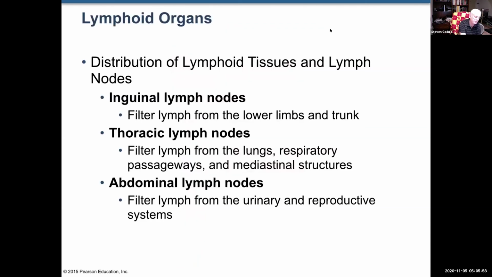So your inguinal lymph nodes filter lymph from your lower limbs and your trunk. Thoracic lymph nodes filter lymph from the lungs, respiratory passageways, and the mediastinal structures. Remember, mediastinal refers to the space between the apex of the right and left lungs. You have your heart down here in the pericardial cavity, and your lungs on both sides. As the apex of the lungs peaks up, right between the right and left, that's your mediastinal cavity, your mediastinal area. Abdominal lymph nodes filter lymph from your urinary and reproductive system.